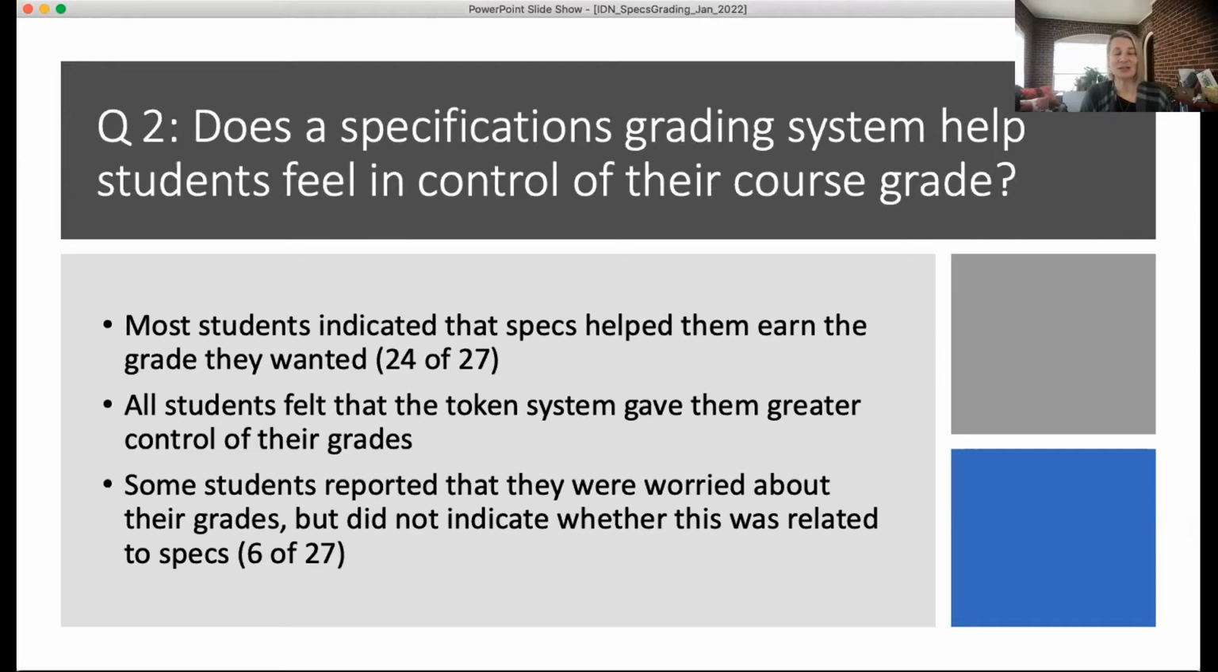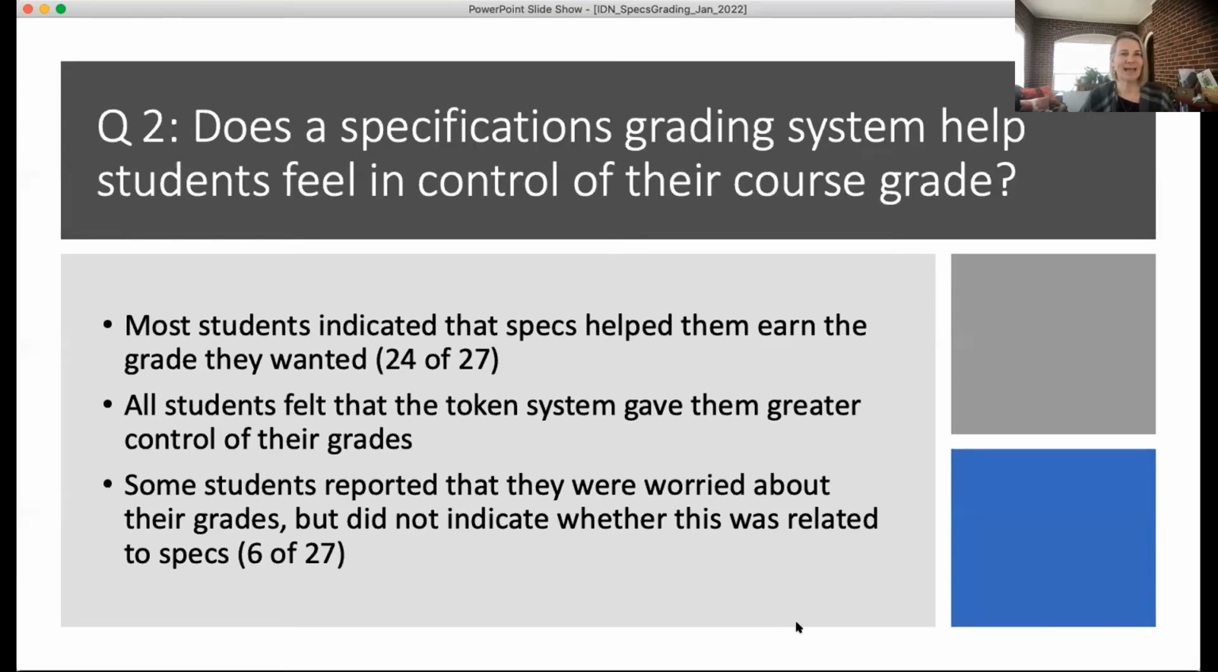They liked the tokens. The tokens, again, made them feel in control of things, not having to beg for forgiveness from an instructor. I think somebody put a comment in earlier about first-gen students, and I do think this is really important for first-gen students to show them where the control is, because those may be the students who don't realize they can go talk to the instructor if they're running into trouble or running late and they need a little bit of extra help along the way. We did have some students who said they were worried about their grades, but we didn't have a lot of clarity as to why they were worried about their grades.